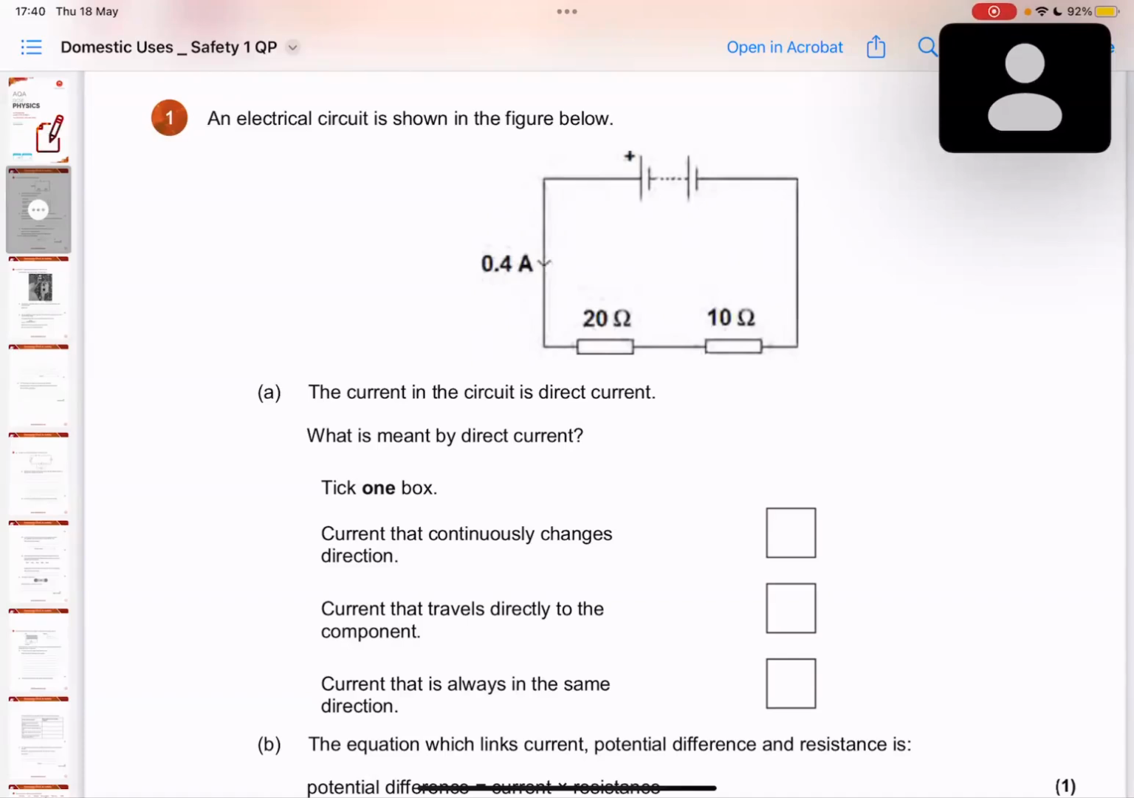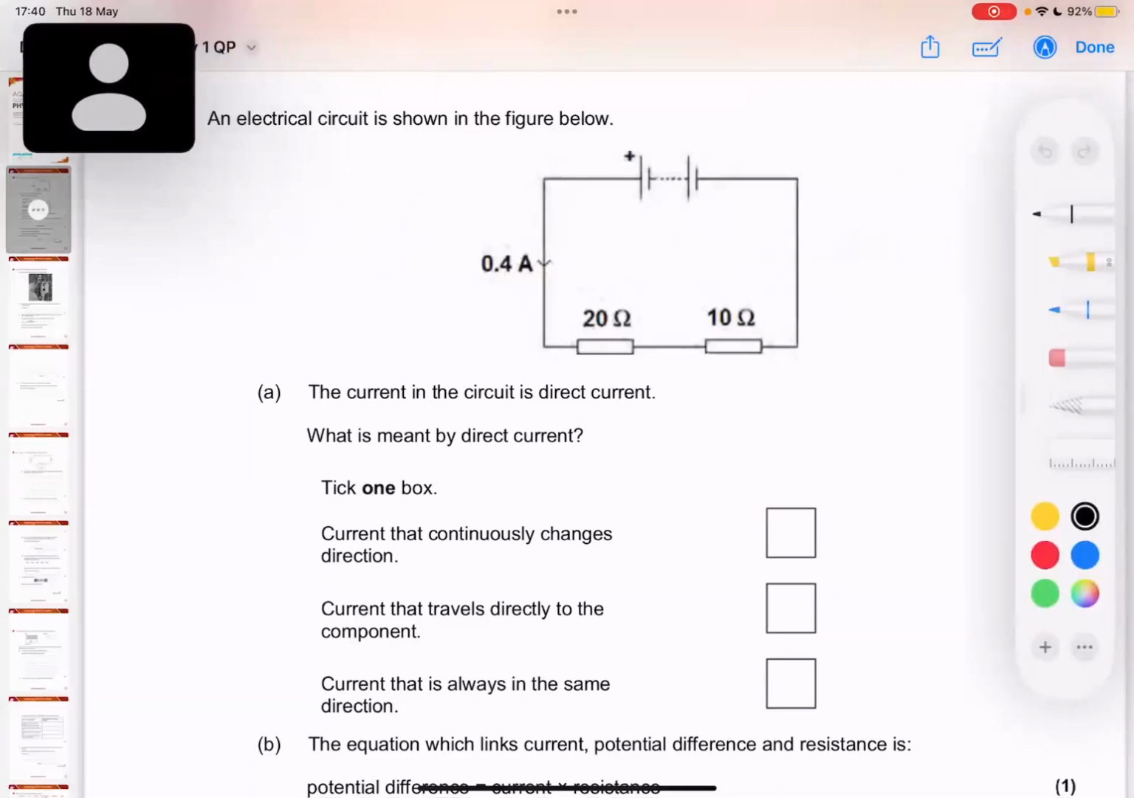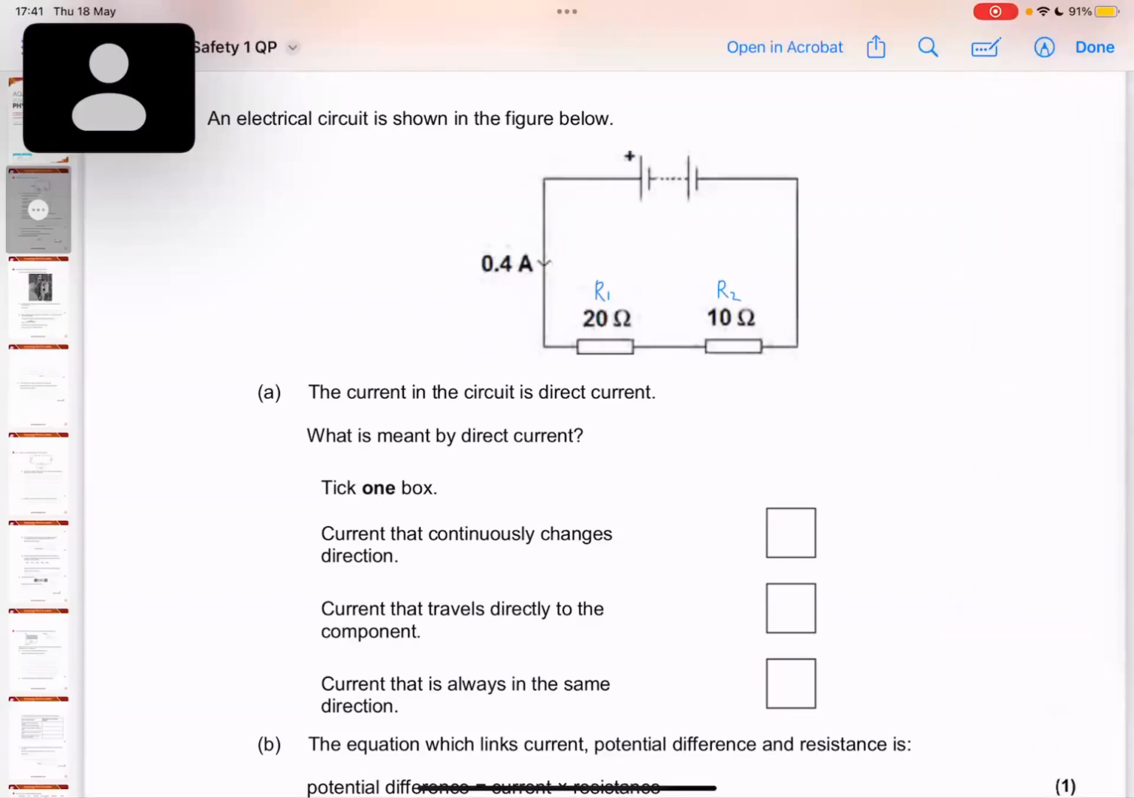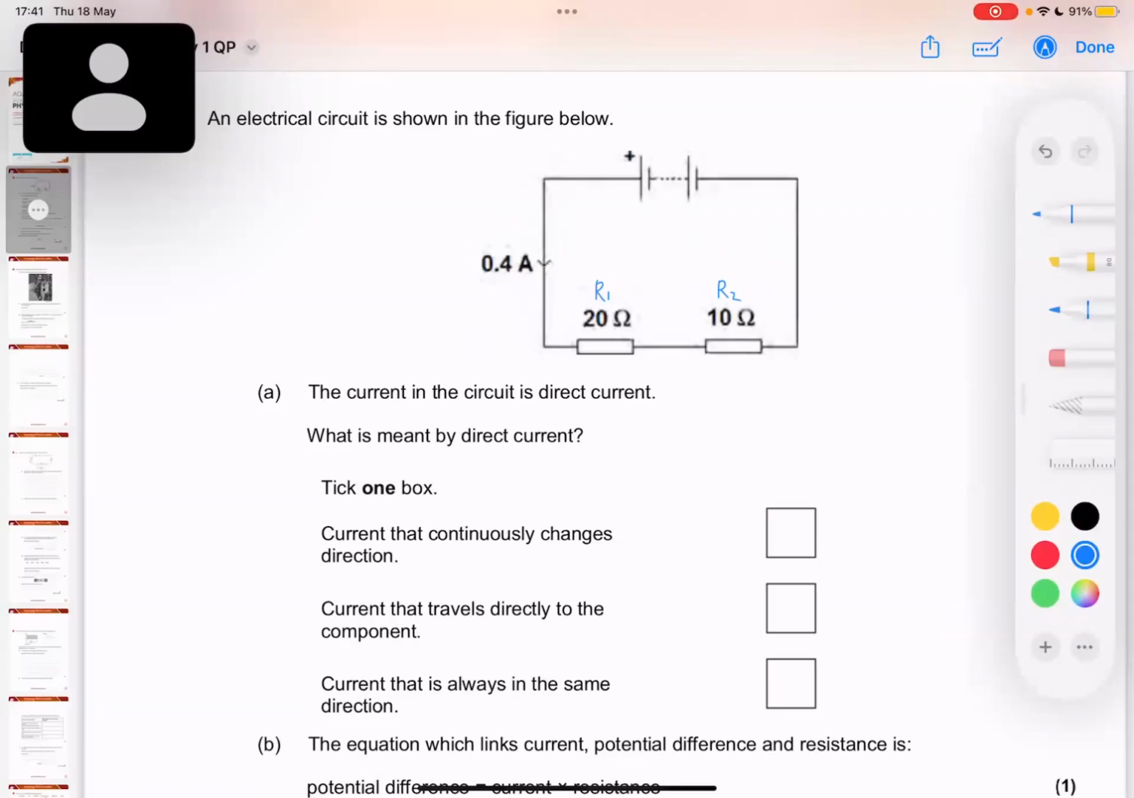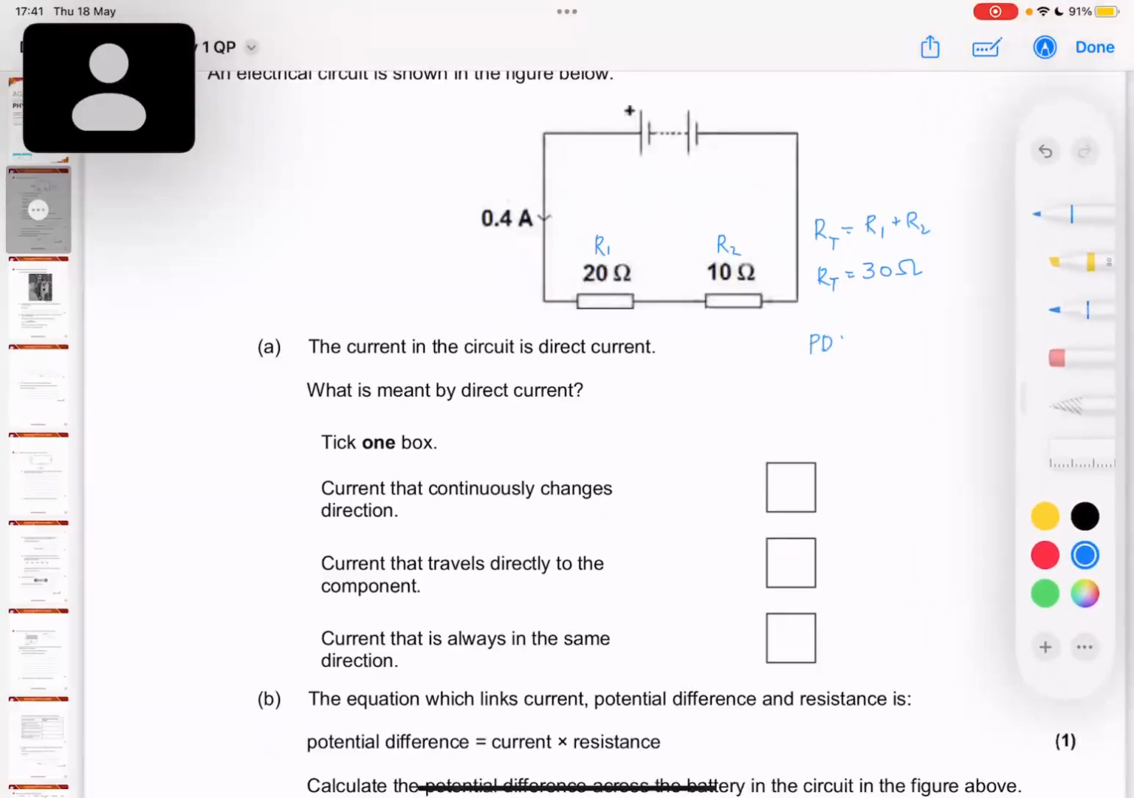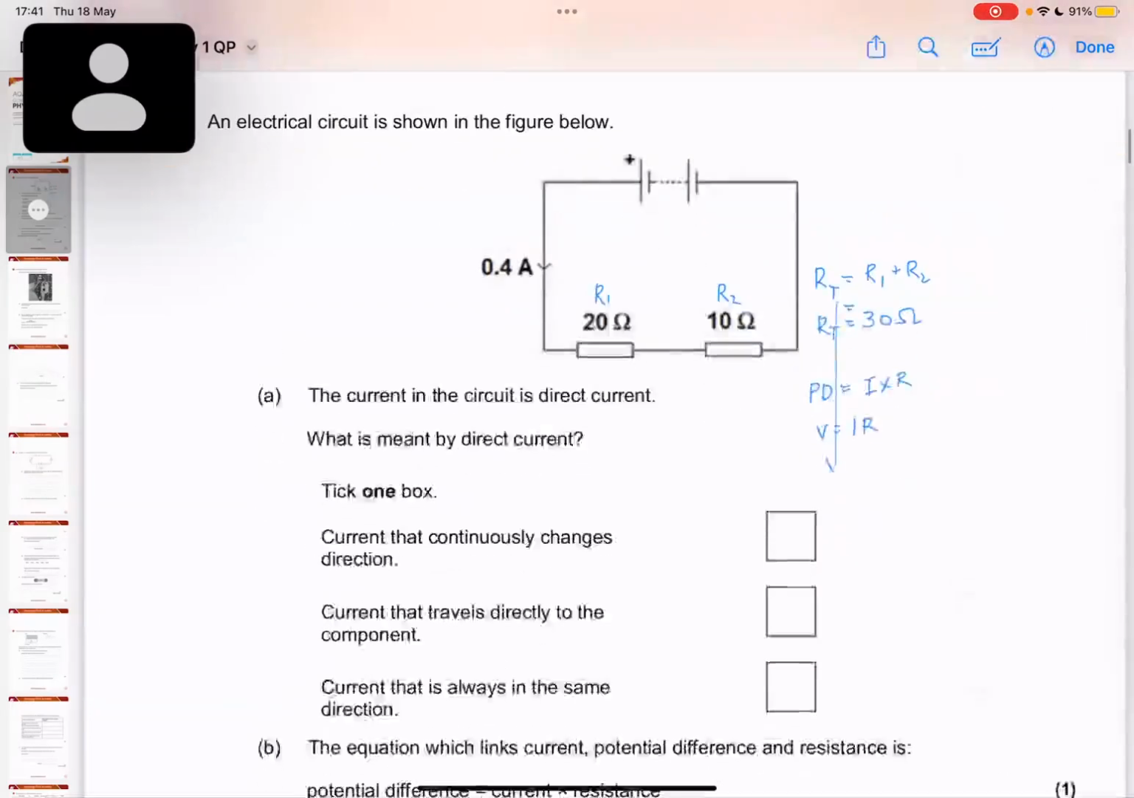What do we think? How are we going to calculate it? No answers? So, yeah, go on. Which is 0.4 times 30, which is 12. Yeah, exactly. So your resistance, you have two resistors that are connected in series. So your total resistance is going to be R1 plus R2. So your total resistance is 30 ohms. And then they've already given you the equation, which is your potential difference is your current times your resistance. So V is IR essentially.